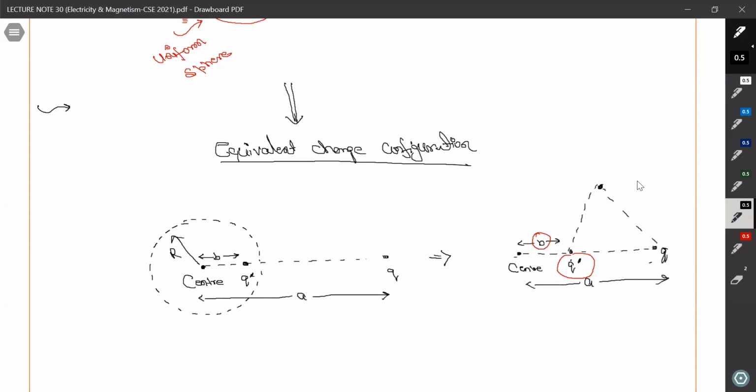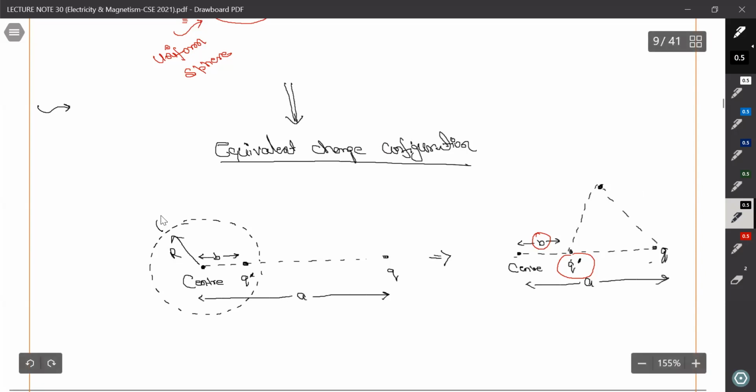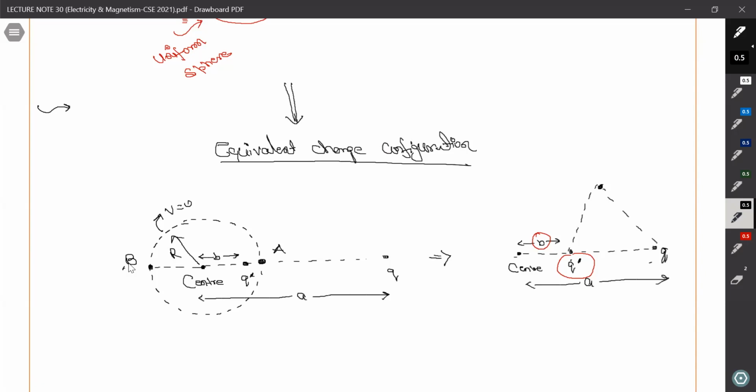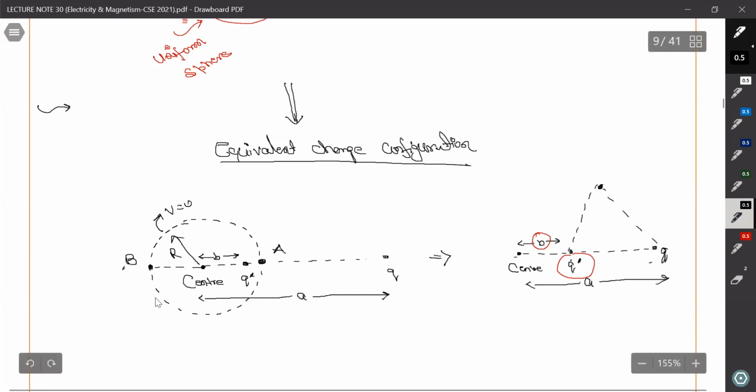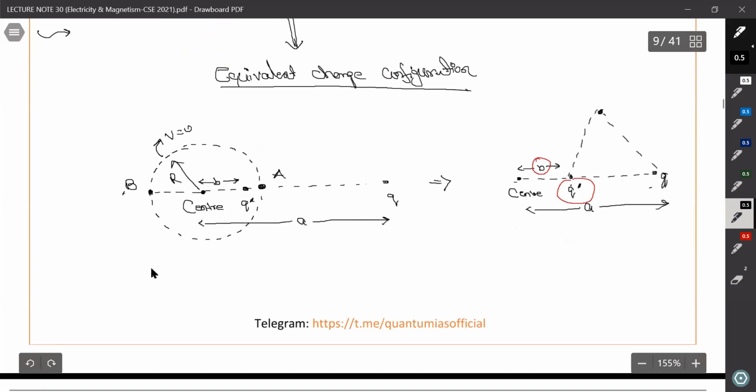So here also something we need to apply. We need to apply the boundary conditions here. These are the surface and V is 0 here, right? So I will take 2 points, right? This point and another point is this, directly opposite to this point. For the calculation to be easier, let's call these A and B, right? And if V at A is 0, V at A is 0.